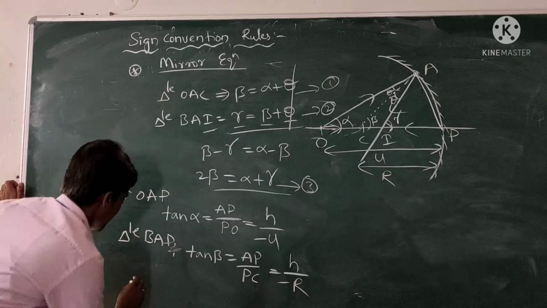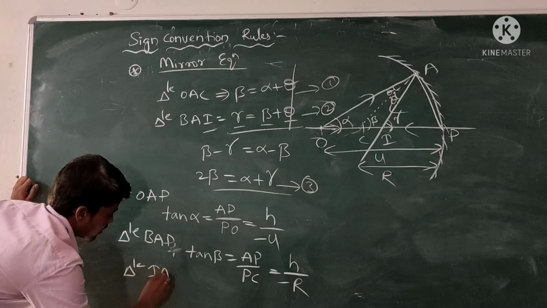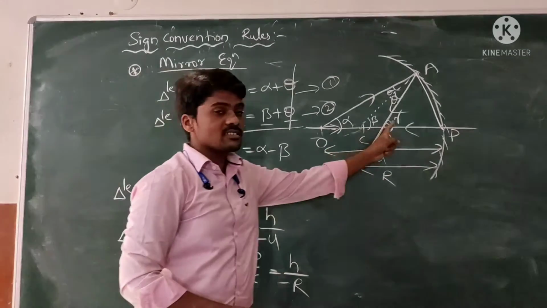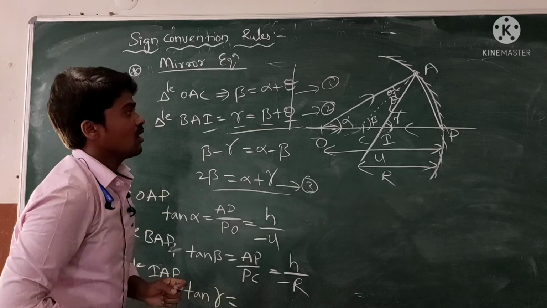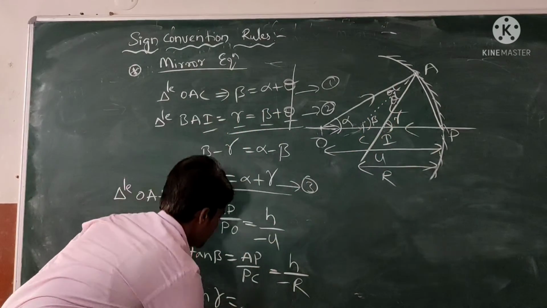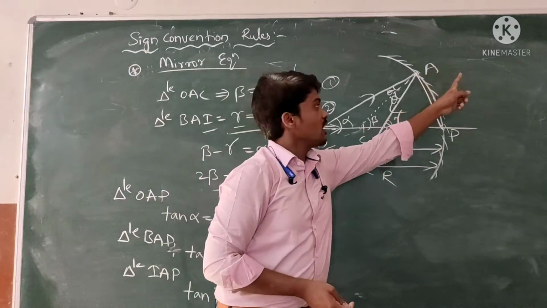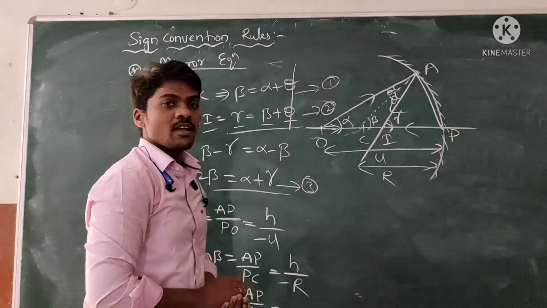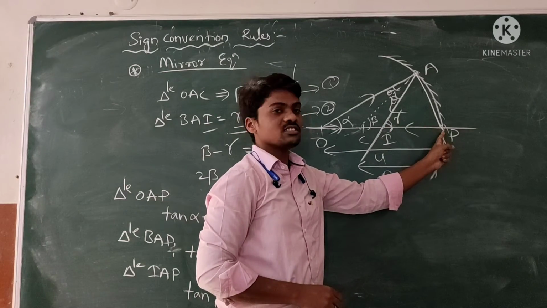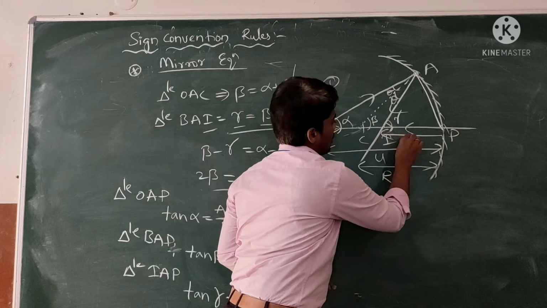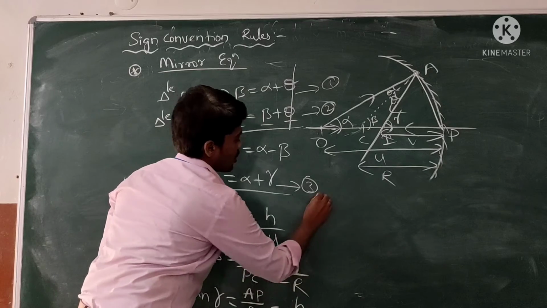The third triangle is triangle IAP. Here the angle is gamma. Tan gamma equals AP by PI. AP equals H, the height. PI means the image distance, from the pole to the image formation. It can be denoted by V. Here it equals H by minus V. Write all the components.